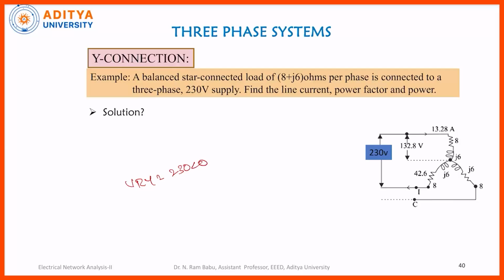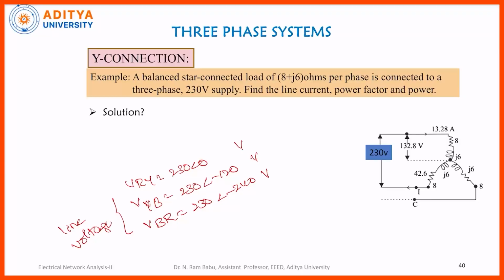Vry is equal to 230 volts at an angle of 0, Vyb is equal to 230 volts at an angle of minus 120, and Vbr is equal to 230 volts at an angle of minus 240. These all are in volts, and these are all line voltages. Okay. So, in the problem they have given the impedances, that is Zrn, Zyn, Zbn. They have given the impedance 8 plus j6 ohms and voltages they have given.